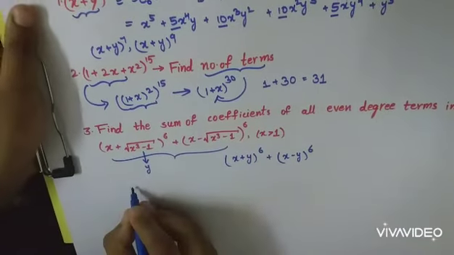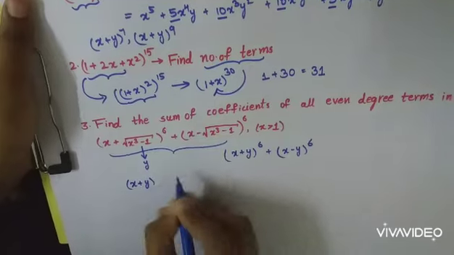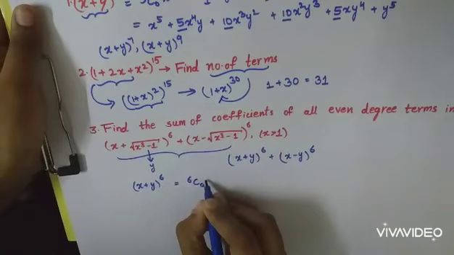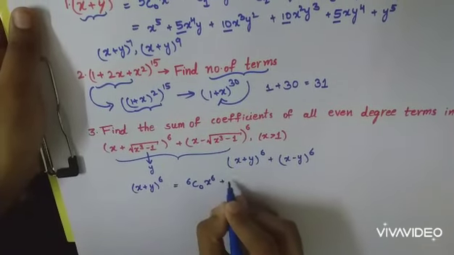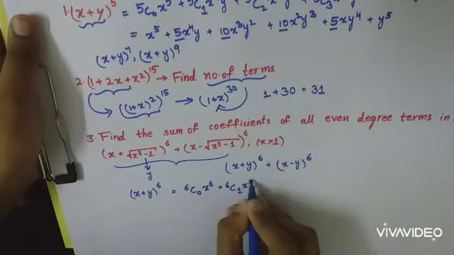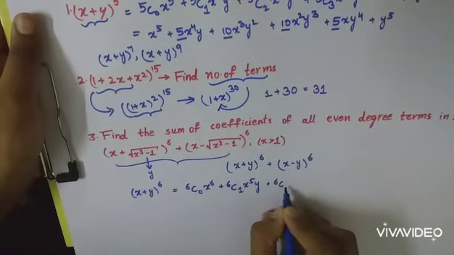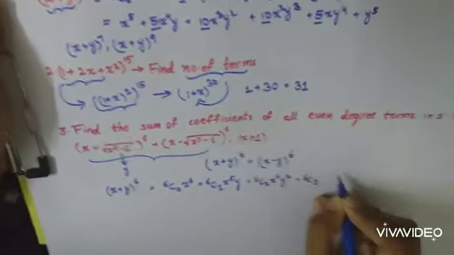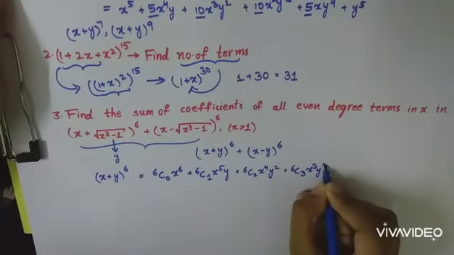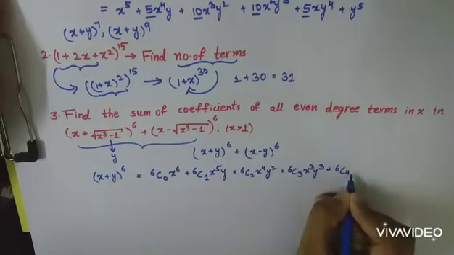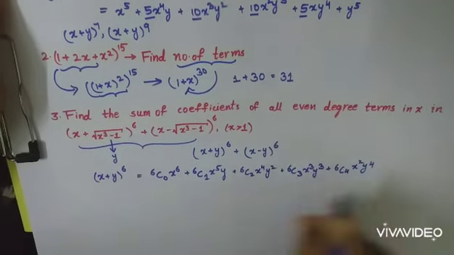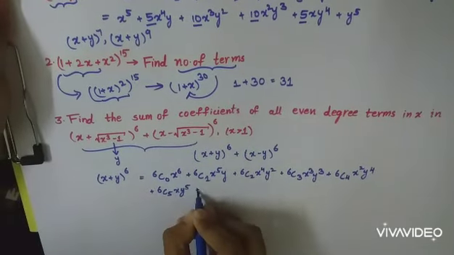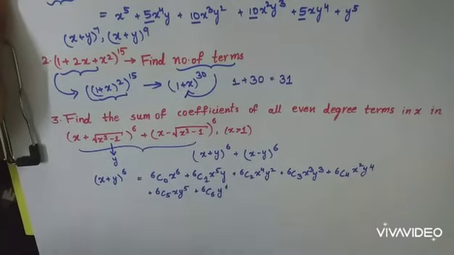We know the expressions for (x + y)^6 and (x − y)^6. If we write them down, we get 6C0 x^6 + 6C1 x^5 y + 6C2 x^4 y² + 6C3 x³ y³ + 6C4 x² y^4 + 6C5 x y^5 + 6C6 y^6.